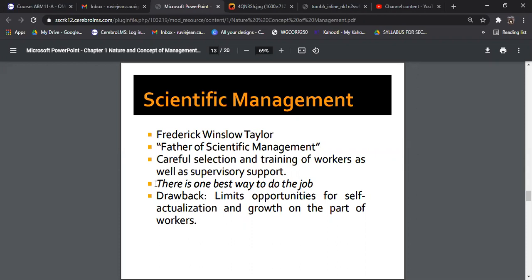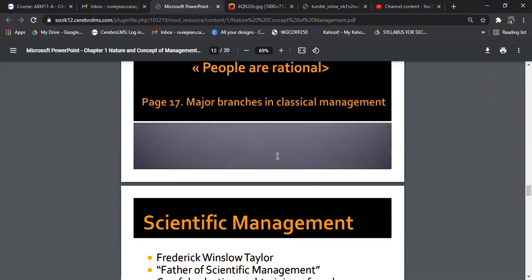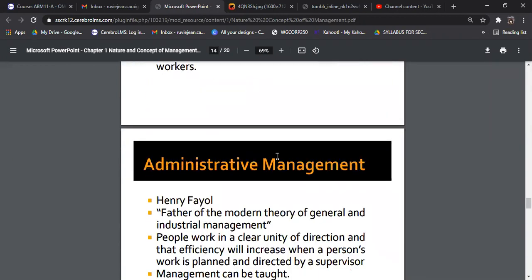So, syempre, nalilimit yung opportunity for self-actualization and growth ng mga employee. So, hindi tayo nagkakaroon ng growth kasi sabi nga, there's only one best way to do the job and this is how we do it. So, this is how you should do it. So, that is what scientific management is. Okay? Now, the next one under classical management is administrative management naman.